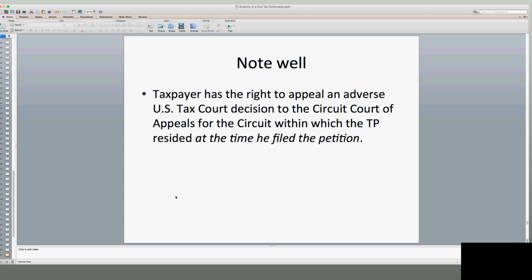But just note well that when you file a petition in a certain tax court, you want to know whether that tax court has published case law precedent on the issue. And if not, look to the circuit where the taxpayer resided, because it might be different from the town or city where you filed the tax court petition. So you could have a client in Virginia, for example, and the tax court petition is filed in New York.